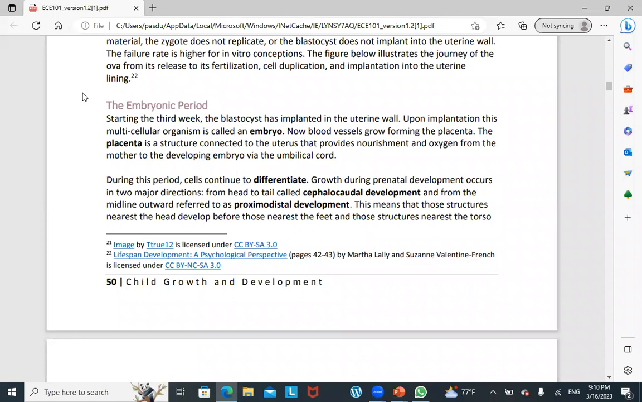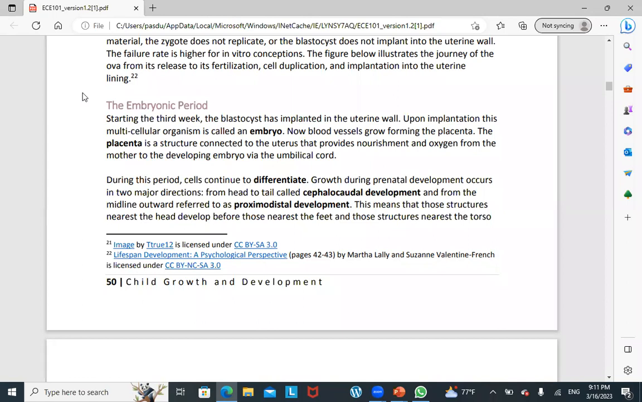Do you understand? By the 3rd week, if it is able to survive, the blastocyst has implanted properly in the uterine wall. After being implanted, this is a multicellular organism, because, like we have learned, through cell division it has become a multicellular organism. This is called an embryo. After 3 weeks, it is called what?